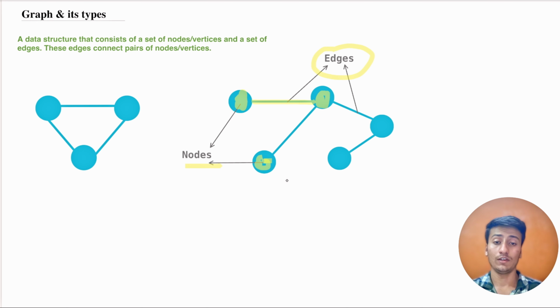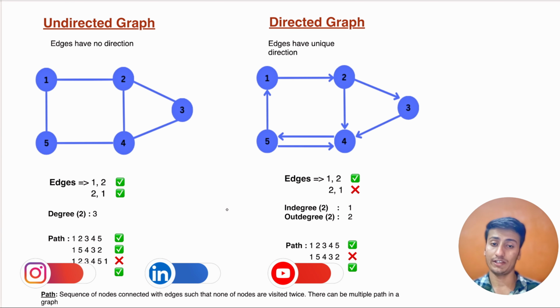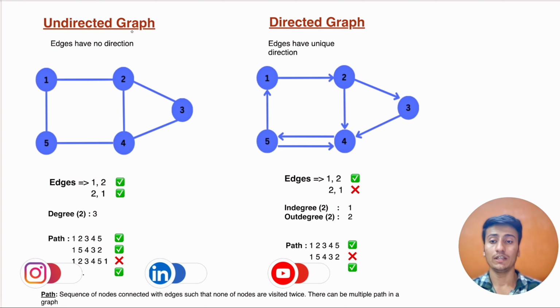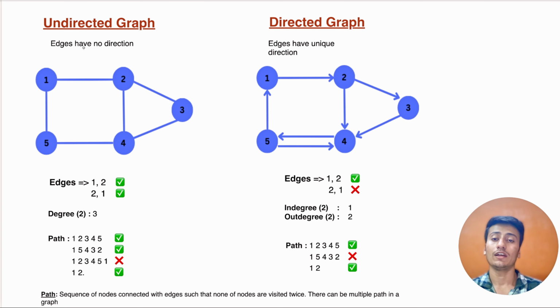So we can conclude there are two major components in a graph. One, the edges, and other, nodes or vertices. Now let's dive into what are the types of graph. On the direction of an edge, a graph can be classified as an undirected graph and a directed graph. In an undirected graph, each edge has no direction, but in a directed graph, each edge has a unique direction.